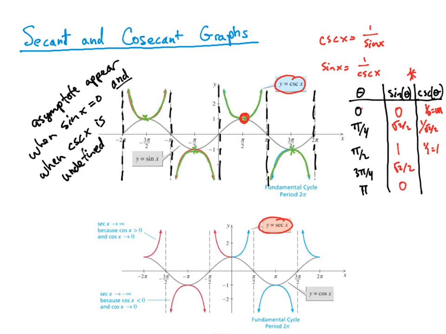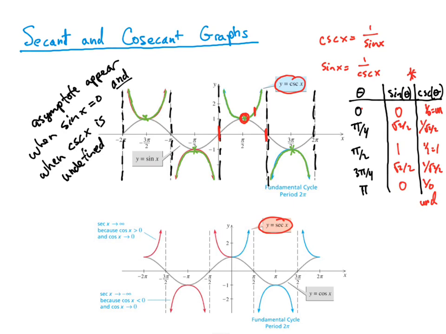At 3 pi over 4, I get 1 over root 2 over 2, so that is like this position right here. And then cosecant at pi is the reciprocal of 0, which is 1 over 0, and that again is undefined. So that's at pi where we had that undefined value. We also had an undefined value at 0. That's where the graph is undefined, and that's where the vertical asymptotes are.